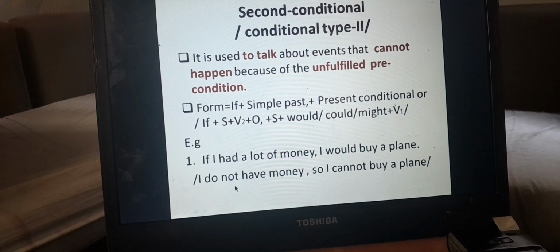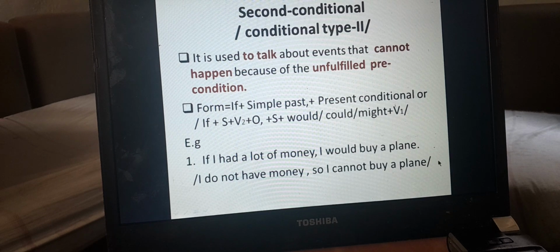So the meaning of this sentence is that I do not have money, comma, so I cannot buy a plane. So simply you are going to express your wish because you don't have the precondition, or did not fulfill your precondition, to achieve what you have planned, okay, in the past time. So now you are going to express simply your wish to achieve that, okay?